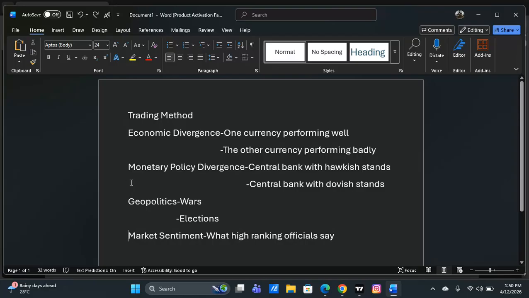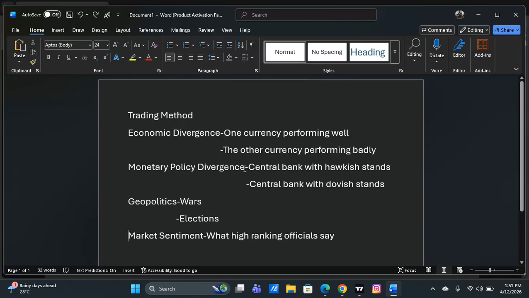Now, the second trading method, which is the most powerful, this one here, you can actually trade it for more than 3 years. It's called monetary policy divergence. Now, this one is the largest method. In fact, economic divergence, I can classify it as a 3 month to 6 month trade, but monetary policy divergence trades can actually last for 3 years.